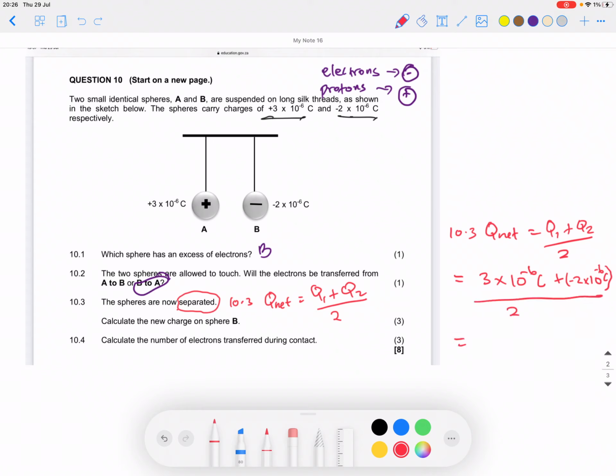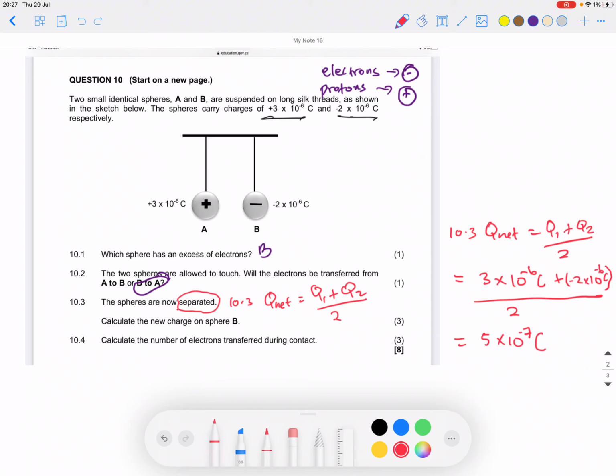So let's check what the net charge is in the calculator. The charge is going to be 5 multiplied by 10 to the power negative 7 coulombs.